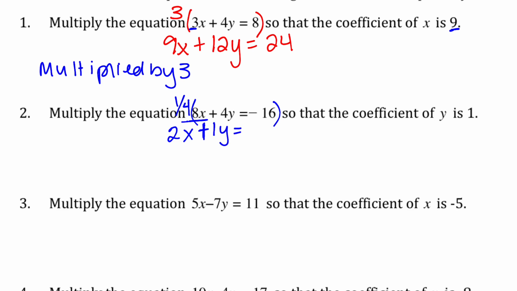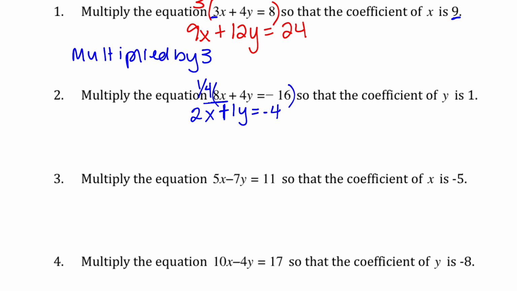So what is negative 16 divided by 4? What's 16 divided by 4? 4. So we just write down 4 and keep the negative. So that's the second question. What do we multiply by? 1/4.